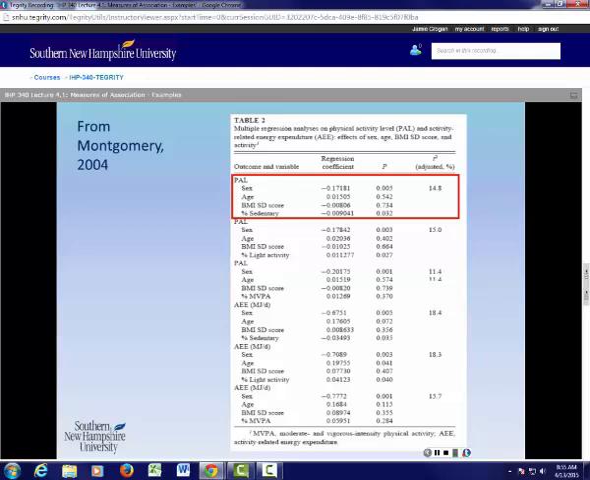And so in this particular table, there are 6 regressions being shown. The first one is in the red box. And then there's another one, there are 3 in total for PAL, and 3 in total for AEE. Each one of these regressions has 4 variables in it: sex, age, BMI, SD score, and a percentage of time spent in a certain type of activity.